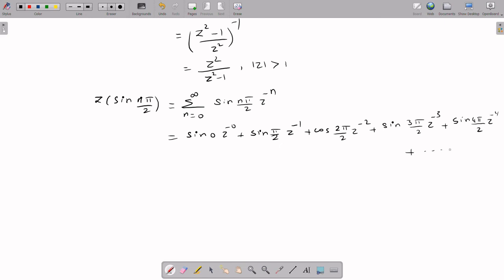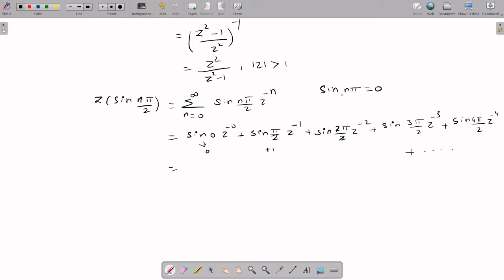What about sin 0? Sin 0 is equal to 0. What about sin pi by 2? Sin pi by 2 is equal to minus 1... minus 1 or plus 1? It is plus 1. Sin pi by 2 is equal to plus 1. What about sin pi? Sin n pi value is equal to 0 for n equal to 1, 2, 3, etc.